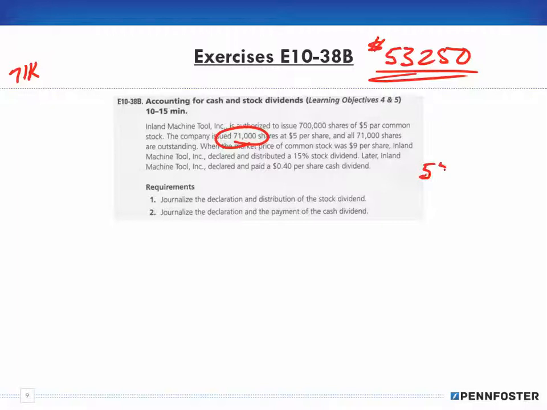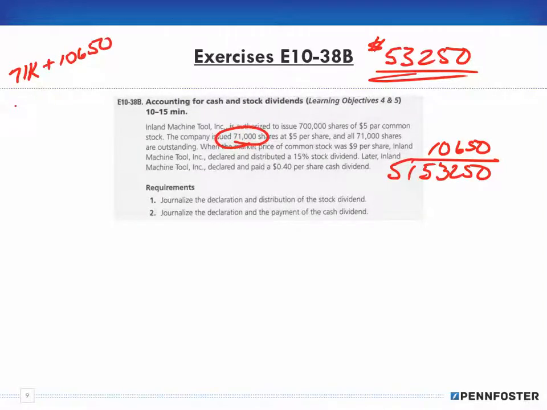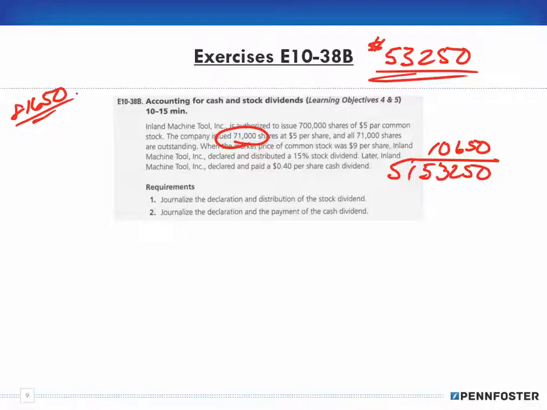So if I take $53,250 and divide it by 5, I get an additional 10,650 shares. So 71,000 plus 10,650 is 81,650. Right? So now we have 81,650 shares of stock. And now we can calculate the cash dividend by multiplying it by 40 cents per share. And that gives us $32,660 that we're going to pay out in cash as a dividend.